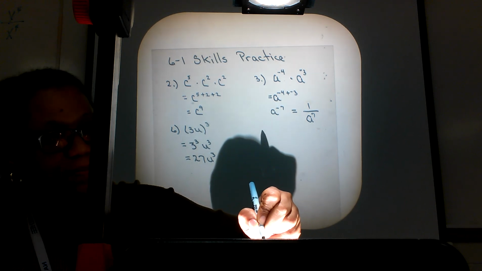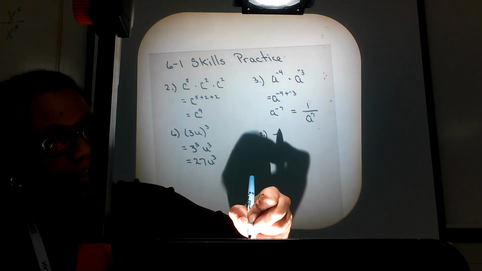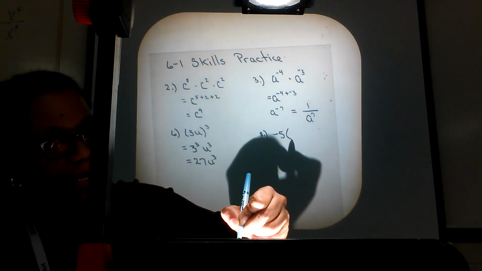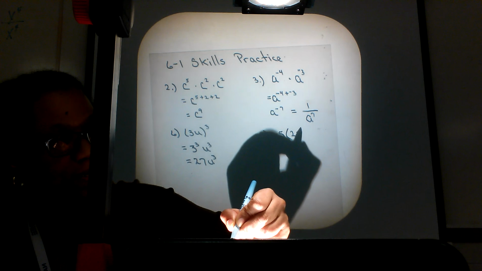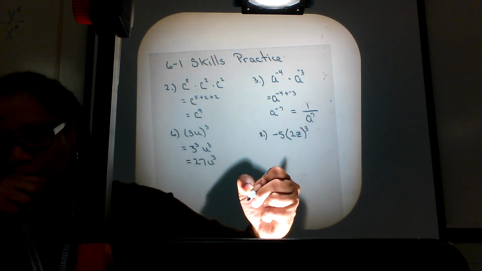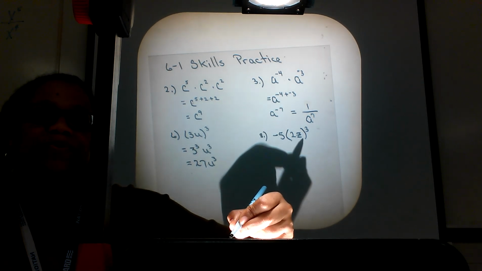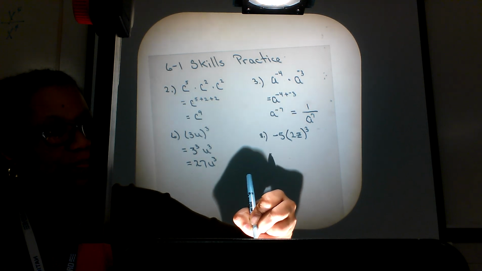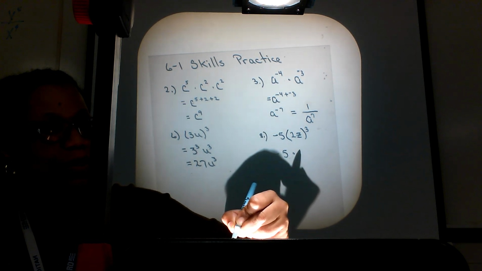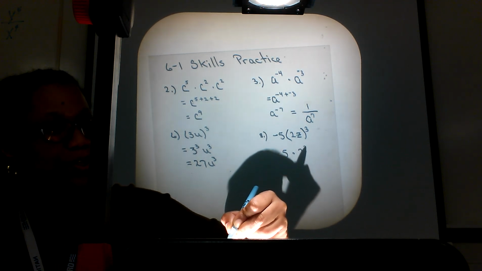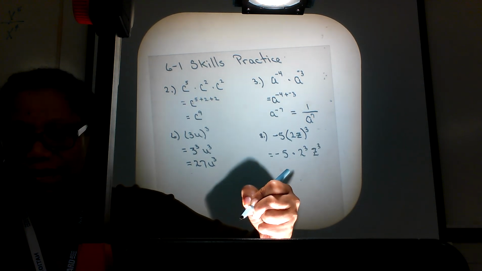Let's do number 8. Number 8, guys. We have negative 5 times 2z to the 3rd. What I'm going to do is simplify the exponent part first. Negative 5 times 2 to the third, times z to the third. Very good.